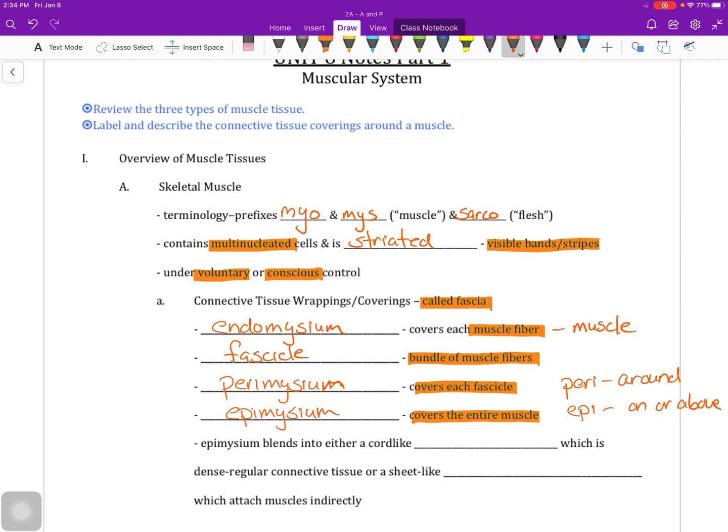Now your epimysium, the outer connective tissue covering, blends into connecting muscle to bone, and we know that that's a tendon, and it's a cord-like tendon, which is classified, as we will remember from tissues, as dense regular connective tissue, or it's sheet-like. Now this word was a bonus when we did tissues. You'll need to know the term for the muscular system, and it's called aponeurosis. That means the muscles attach indirectly. It's sheet-like.